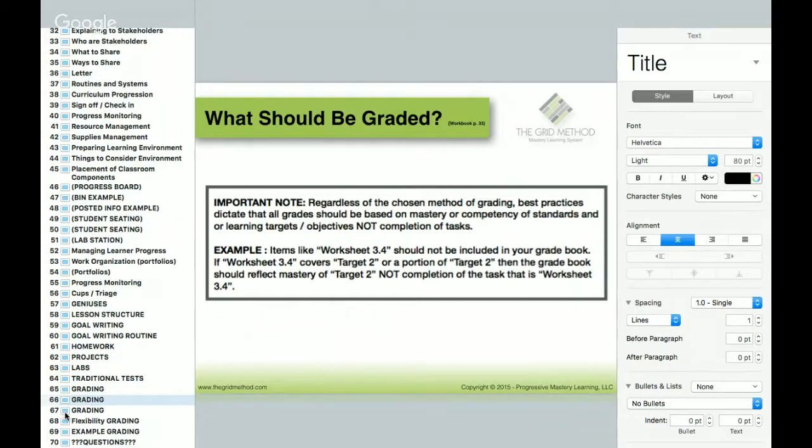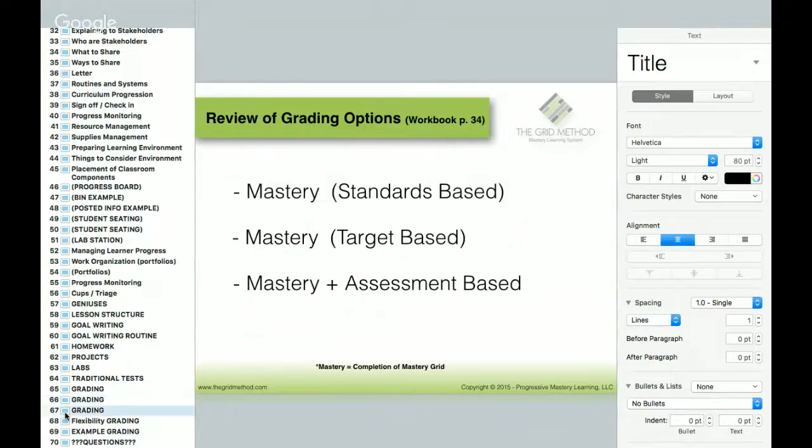Okay, so can you see what's on the screen now? It's like a presentation that you can hopefully view. Yeah, what should be graded and then just change. Yes, okay, so there's a few different ways that I tell teachers. The nice thing about the grid method is that there's flexibility within the system. And that flexibility allows you some freedom in what you grade and how you grade.